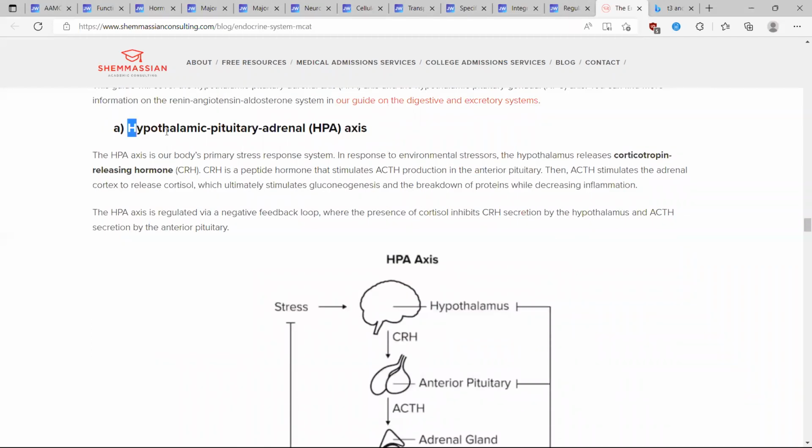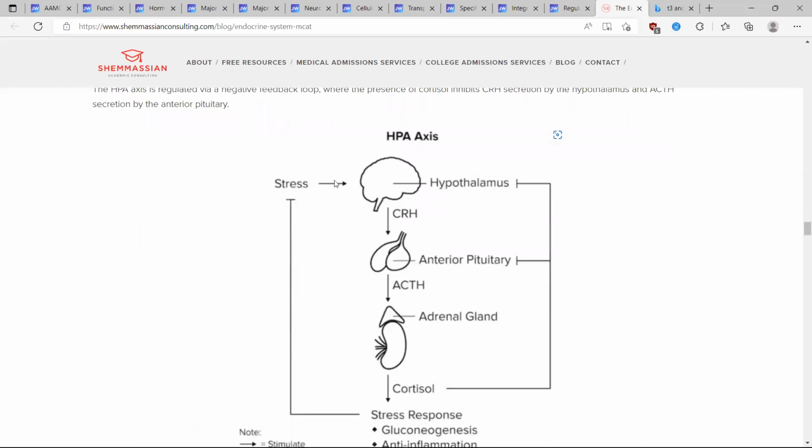So first we have the hypothalamic pituitary adrenal axis. What does this involve? The hypothalamus, the pituitary gland, and the adrenal glands. So how does it work? The hypothalamus will tell the pituitary, so let's say there's some stress. Remember, this is all reactive and in response to what's going on. So there is some stress occurring, maybe a tiger is running at you. Now the body is going to respond in this way.